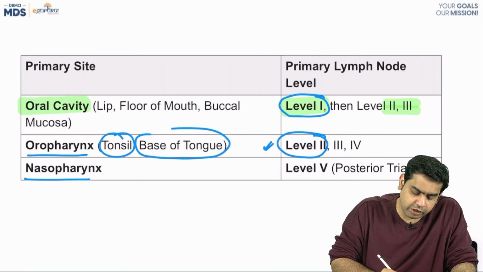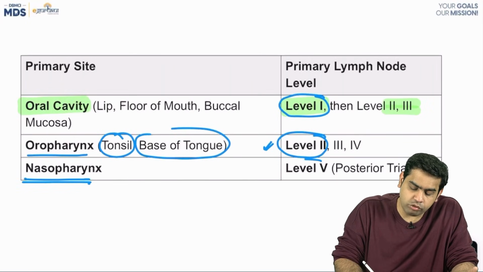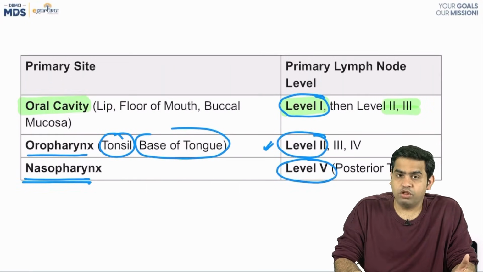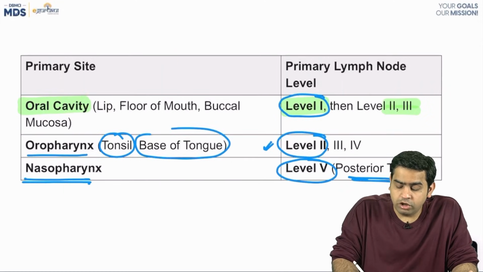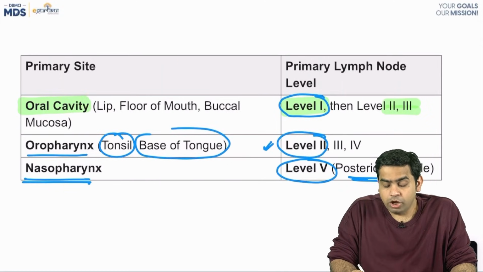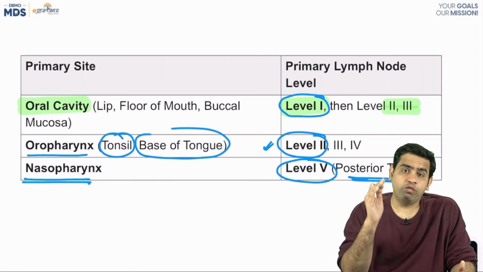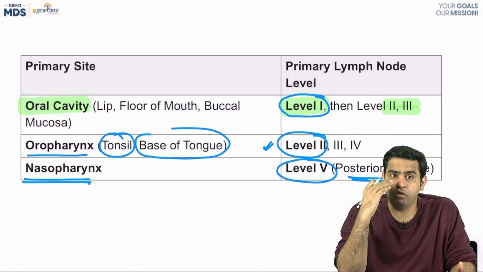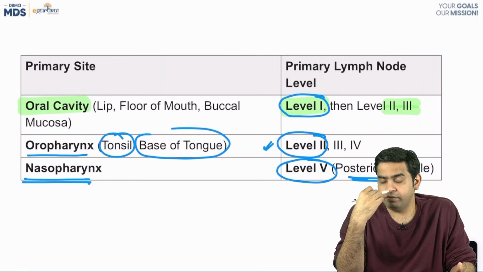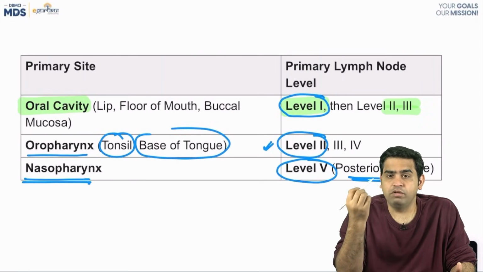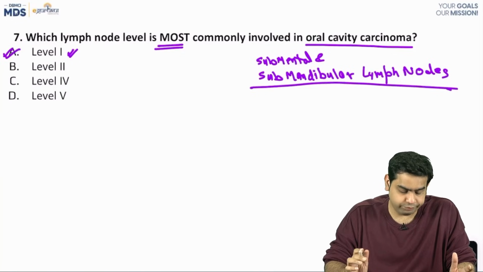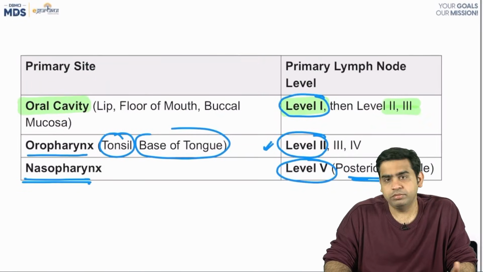And then for the nasopharynx, the lymph node involvement most commonly is the lymph node station 5, which is involvement of the posterior triangle. Okay. So for the nasopharynx, it is lymph nodes level 5. For oropharynx, it is level 2. And for oral cavity, that is space of like the lip or the floor of the mouth or the buccal mucosa, then it is level 1. Okay. So these are the things which you need to understand and remember, important.